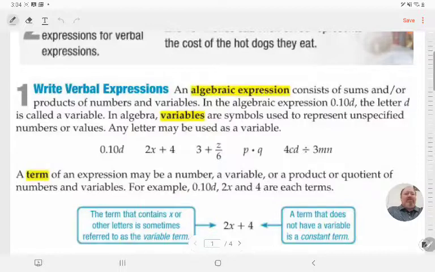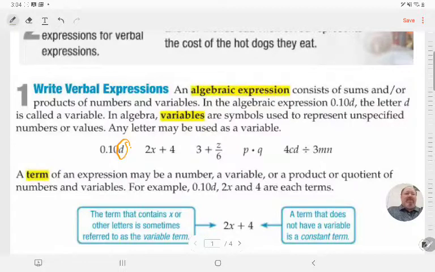An algebraic expression consists of sums and/or products of numbers and variables. In the algebraic expression 0.10D, the letter D is called a variable. In algebra, variables are symbols used to represent unspecified numbers or values. Any letter may be used as a variable. So as in the problem I just read, the D would be the variable, okay?